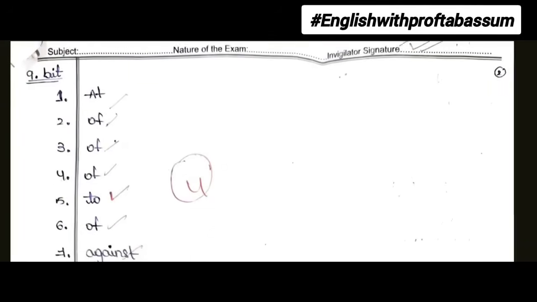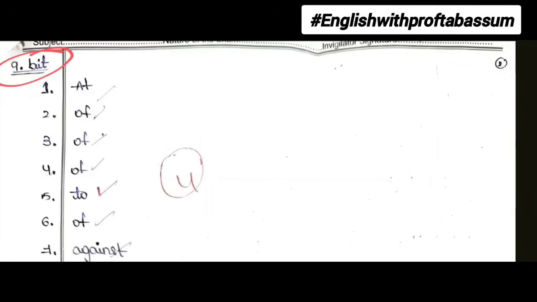Now moving on to the next bit, that is bit number 9. Bit number 9 is prepositions.